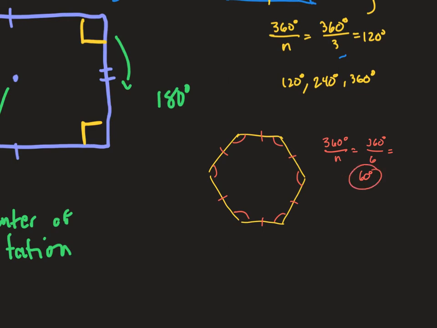So there you go. There are some of the characteristics. My angle of rotational symmetry would occur at 60, 120, 180, 240, 300, and then 360.